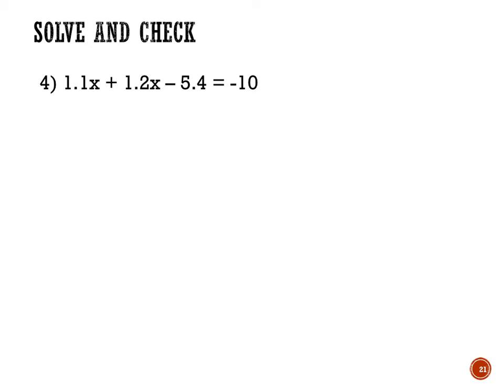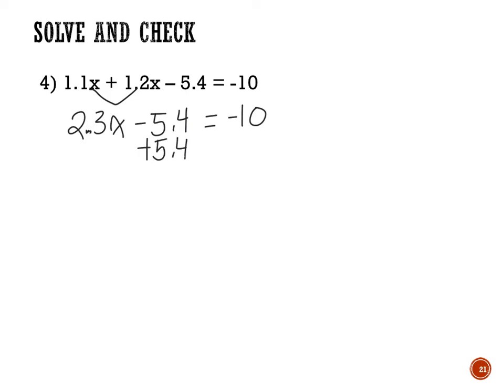Number 4, 1.1x plus 1.2x minus 5.4 equals negative 10. The first thing I need to do is combine like terms. So I'm going to combine 1.1x plus 1.2x, and I get 2.3x minus 5.4 equals negative 10. I'm going to add 5.4 to both sides.